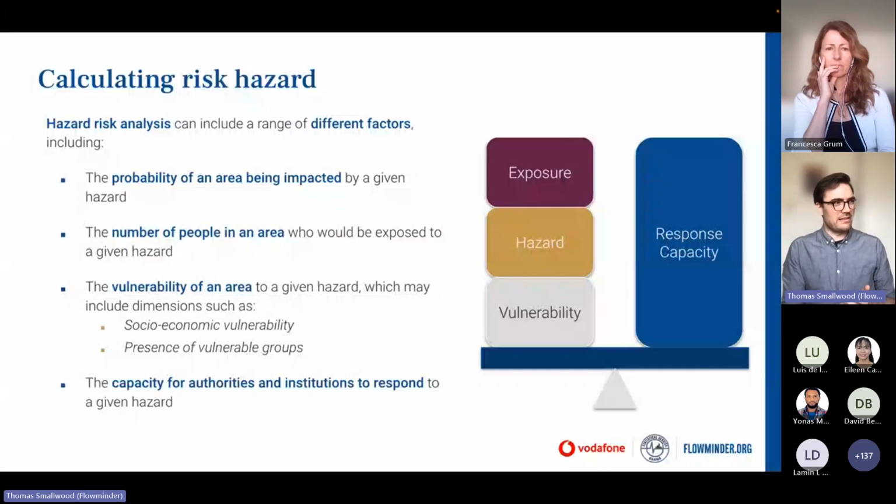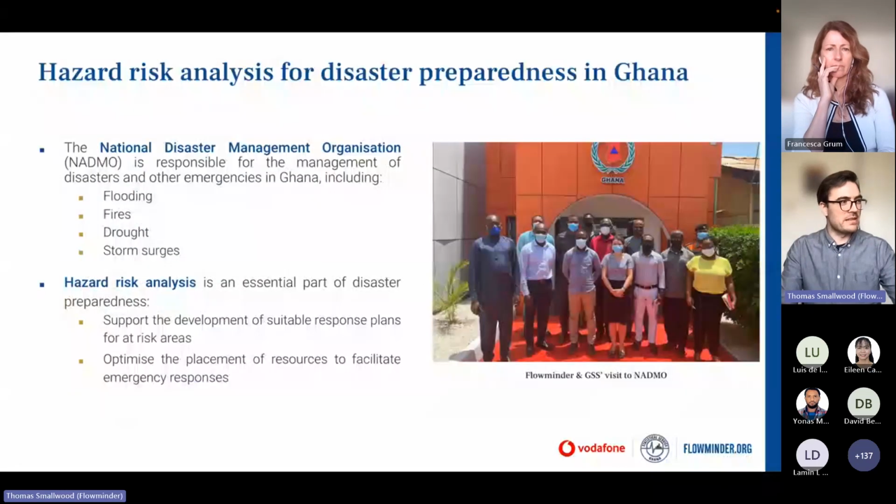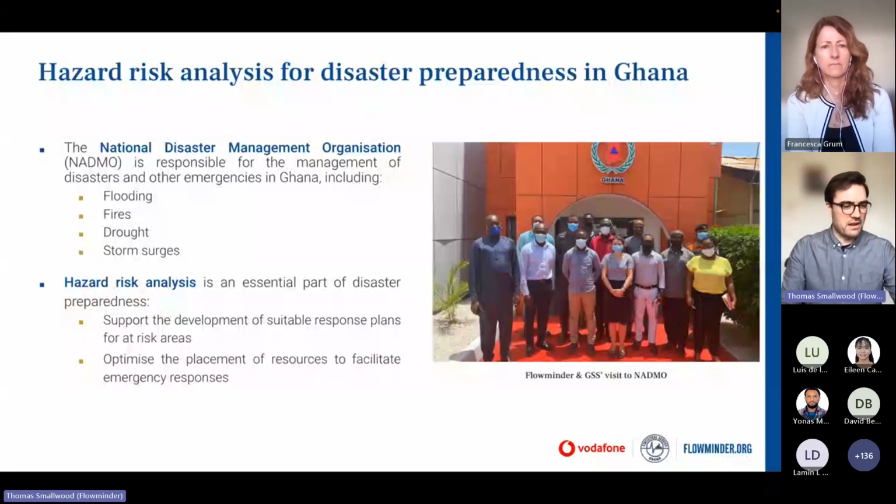Again, in Ghana, we've worked with GSS and the National Disaster Management Organization, NADMO, to identify the types of hazards that are of concern to NADMO, particularly flooding, fires, drought, and storm surges were some of the ones that they highlighted when we've held workshops with them. And we're now engaging with them on using CGR-derived dynamic population estimates for hazard risk analysis to support the development of suitable response plans in high-risk areas and to optimize the placement of resources to facilitate emergency responses.